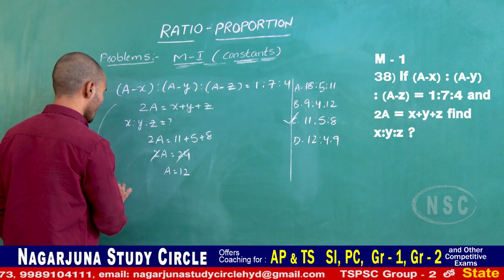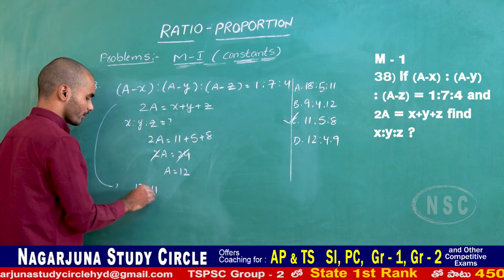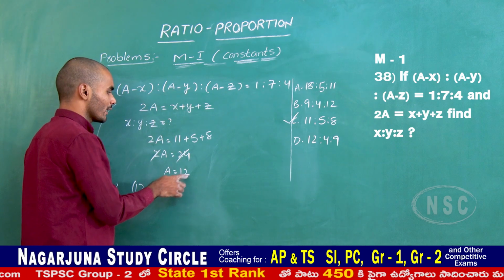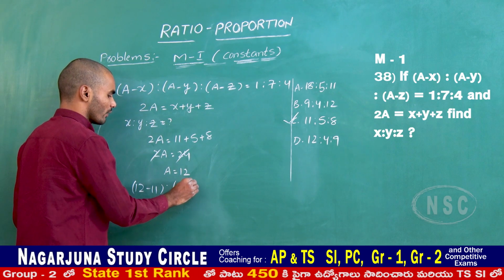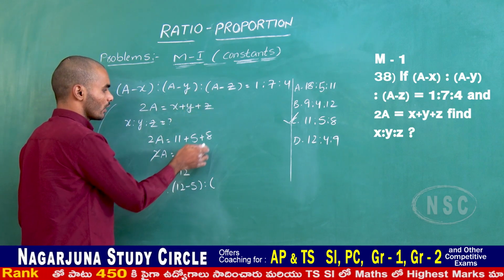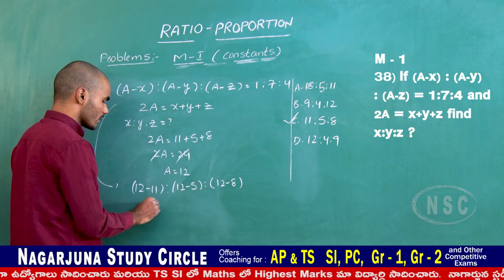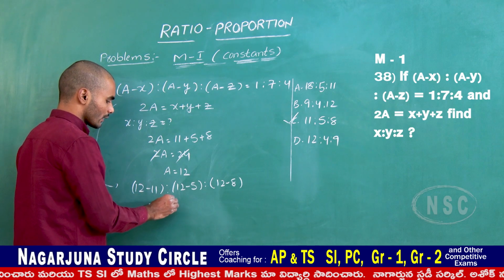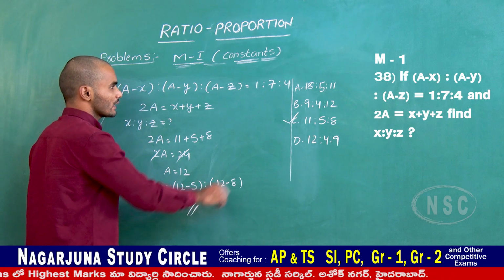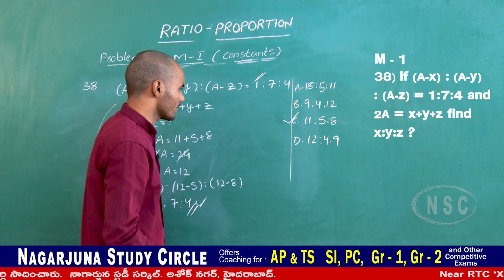Then a minus x: 12 minus 11, is to a minus y: a means 12 and y is 5, so 12 minus 5, is to a minus z: a means 12, z means 8, so 12 minus 8. 12 minus 11 means 1, 12 minus 5 means 7, 12 minus 8 means 4. 1 is to 7 is to 4, satisfied. So option C is the right one.